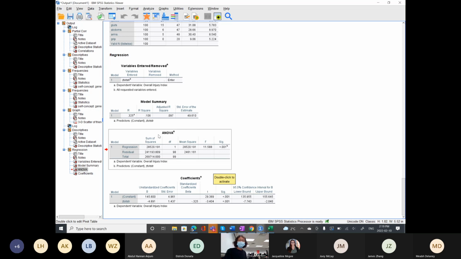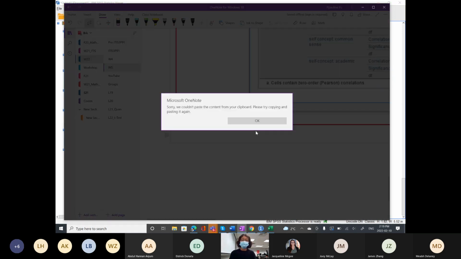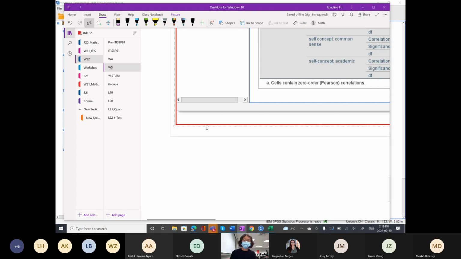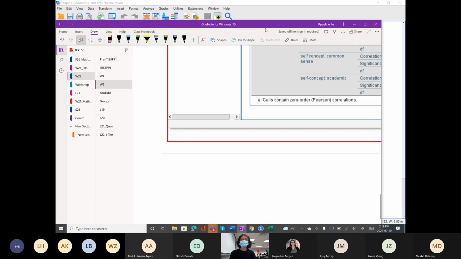Also in this ANOVA table, when we reviewed in week 1, week 2, in the previous week, you need to know the relationship among those numbers. Okay, so I'm going to try to copy this to my OneNote so that I can make a notation because this is important. Not copy and paste. I need to copy again.